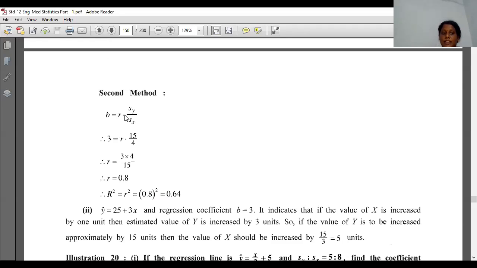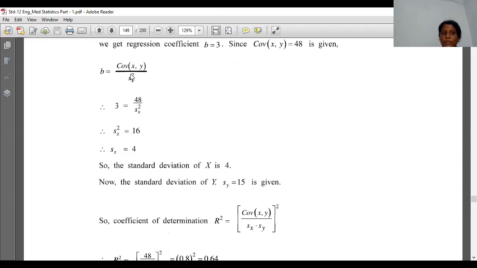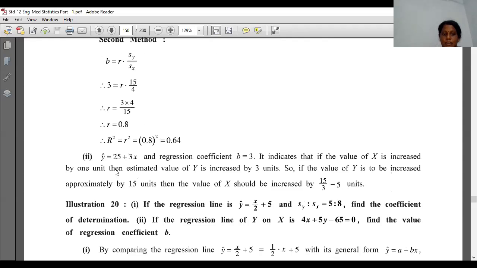Either r into sy upon sx or covariance xy upon s square x, any method you can. Okay. Now, second: y cap equal to 25 plus 3x and regression coefficient b equal to 3. It indicates that if the value of x is increased by 1 unit, then the estimated value of y is increased by 3 units. So if the value of y is to be increased approximately 15 units, then the value of x should be increased by 15 by 3, that is 5 units. Understood?